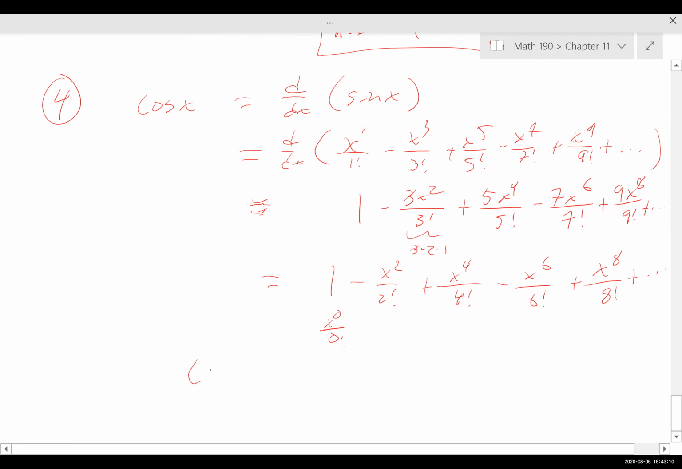So the cosine of x is then equal to the sum of n equals 0 to infinity of negative 1 to the nth power times x to the 2n over 2n factorial. Pretty cool, right?